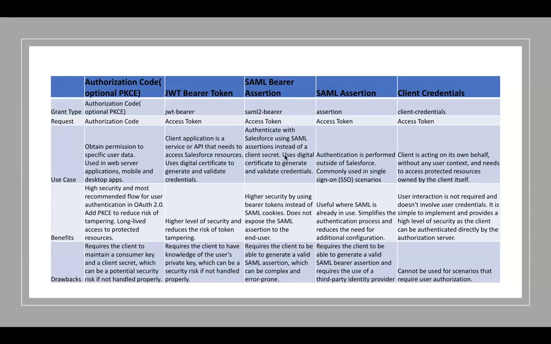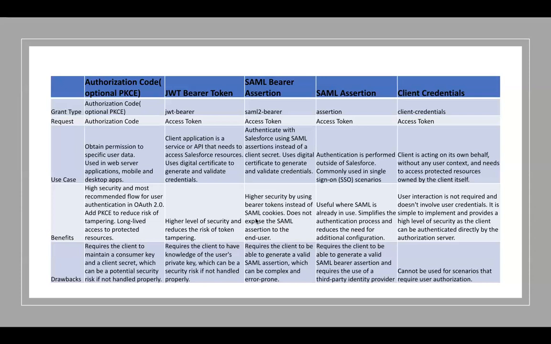This also uses a digital certificate so that you know how to create that SAML assertion. And so these two flows are the only ones that support digital certificates. Once you have the certificate on the client app and the connected app, you can create your SAML bearer assertion and get that exchange for the access token. This one, in addition to that, is higher security because it's using the tokens instead of SAML cookies.